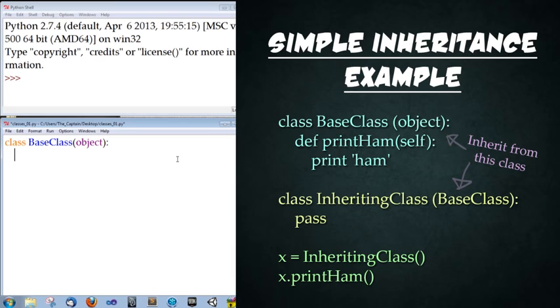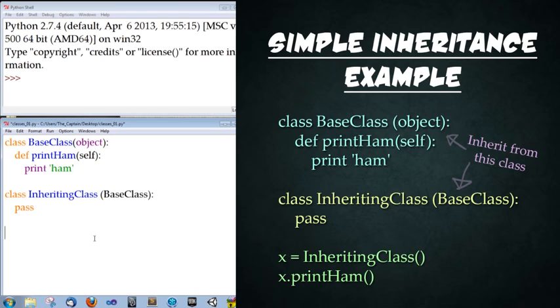Alright, so next press enter and type def space print and then uppercase Ham, open parentheses, self, close parentheses, colon, enter. Whoops, misspelled def there. And then we're going to type print and of course ham, because we love ham. So next we're going to type class InheritingClass, open parentheses, BaseClass, close parentheses, colon, enter, pass, enter, enter. So what this is doing is creating an inheriting class that will inherit from the base class.